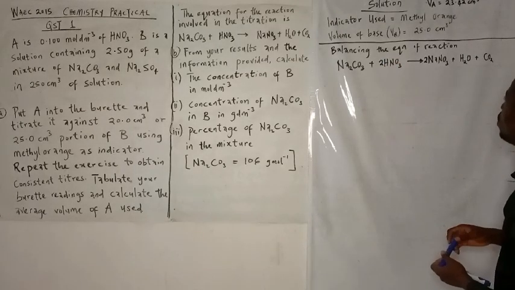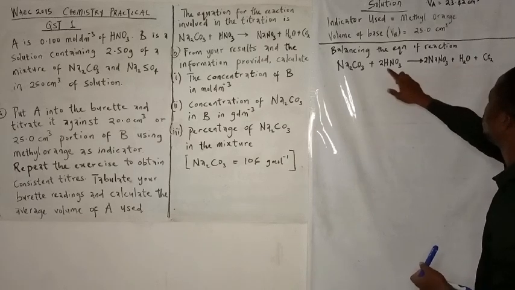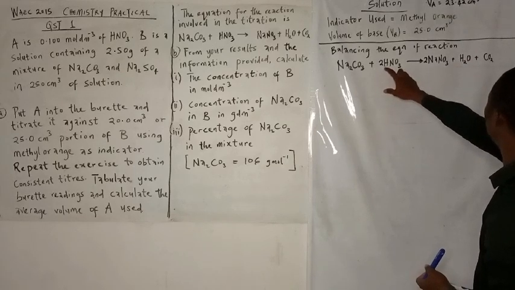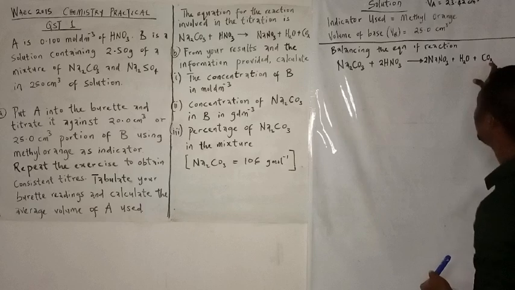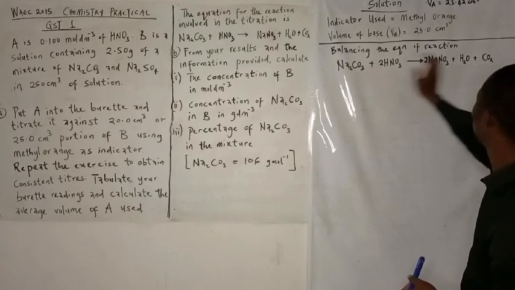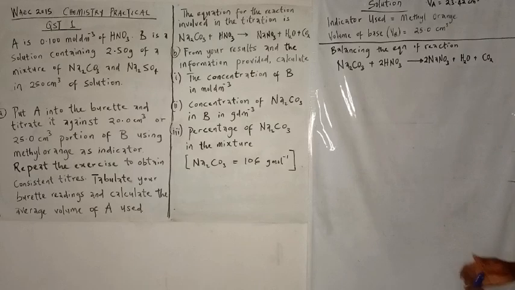And then we also see that hydrogen is 2 here. Here hydrogen is 2, so it is balanced. And then oxygen is 1 plus 2, that is 3. And then here it is 3, carbon is 1 here, and carbon is 1 here. So with this, the equation is balanced.